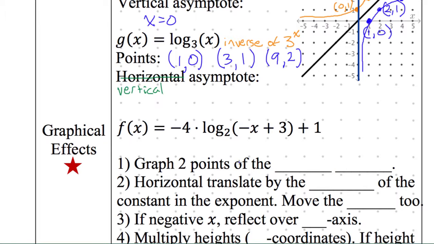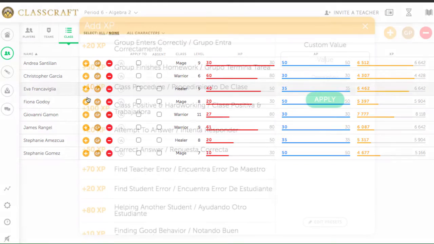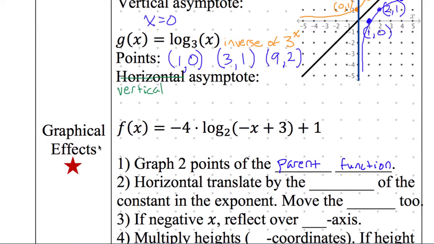All right, so graph 2 points on the quiet raised hand. This is literally a review from 8-7. Look back at your notes, 8-7. It's the same words. Say it louder, Eva. Thank you, Eva. All right. The same exact word for 8-7.